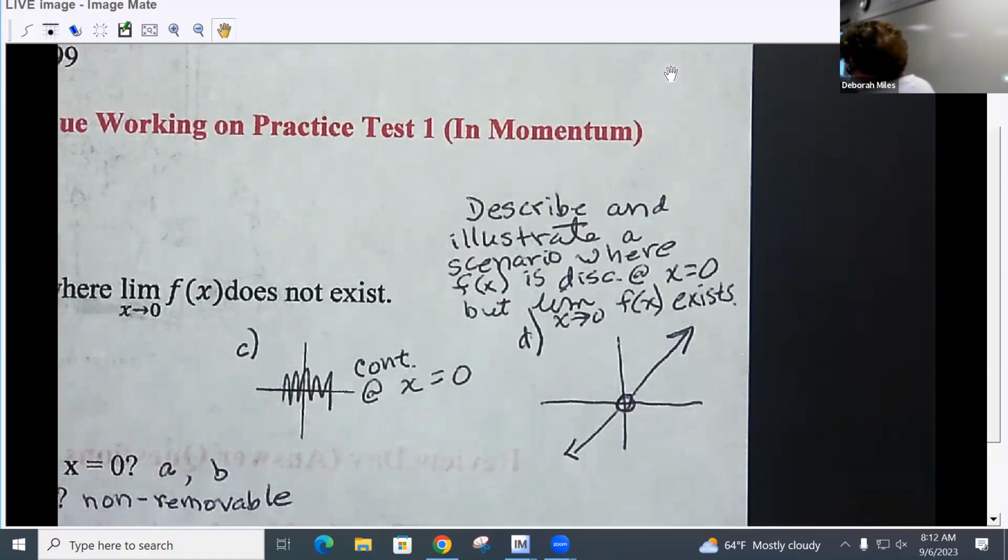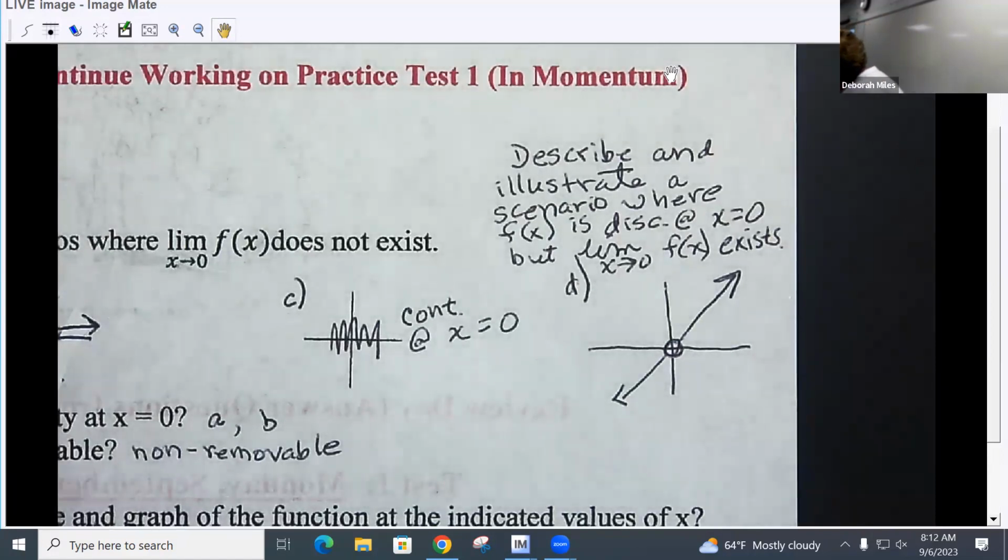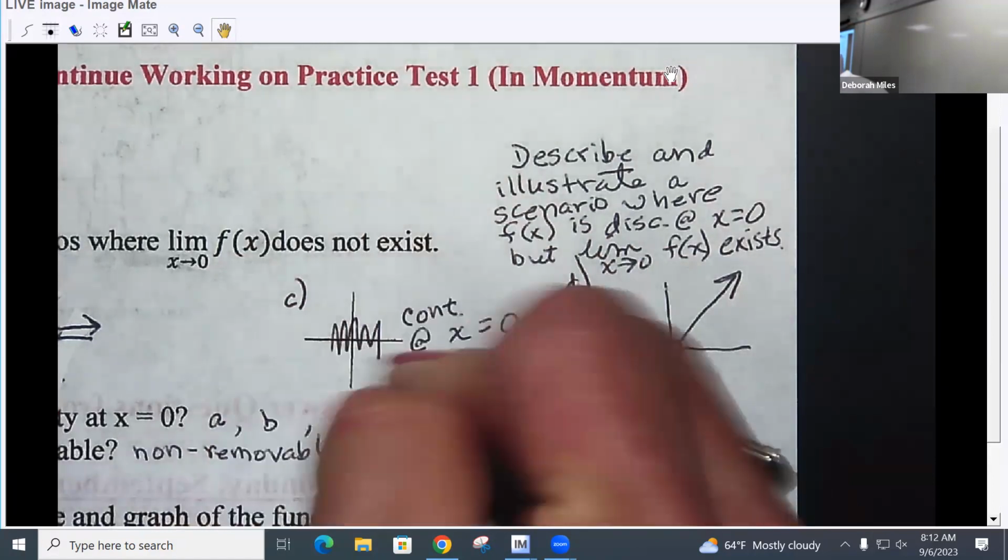And then we can say there's a discontinuity not only in our graphs A and B, but also C.